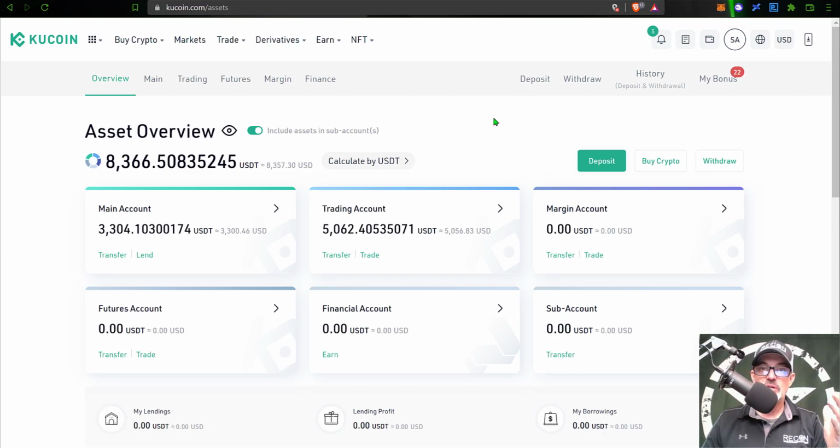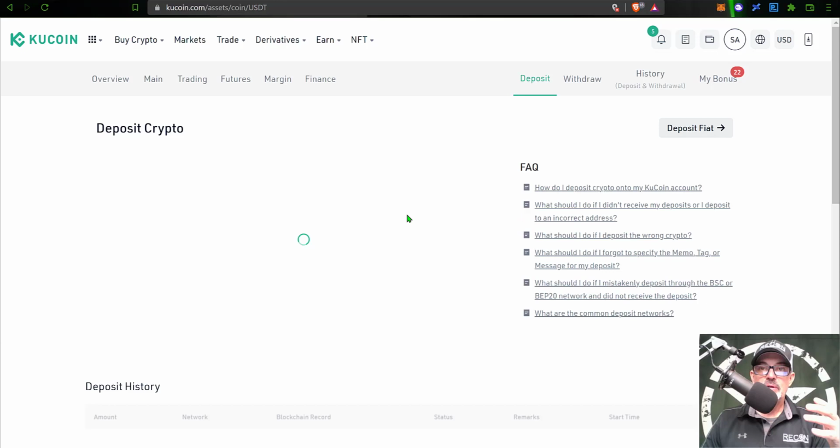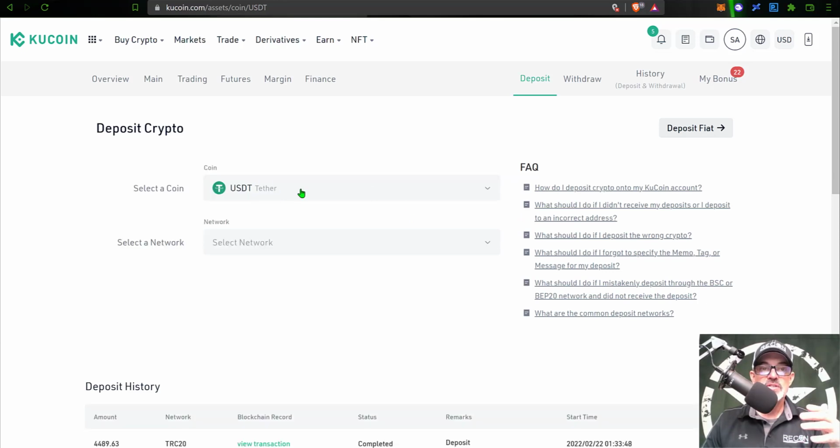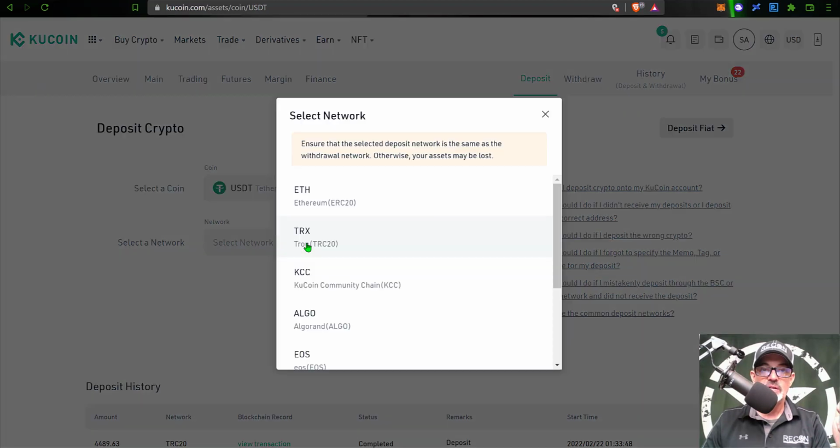Now, if you need to fund your KuCoin account, it's pretty simple. You just click on deposit. And if you click on deposit crypto, you can then select what coin you want to deposit, select the network you want to use. Like if you're going to use USDT, you might want to select a network like the Tron network, would be less expensive than the ETH. But that all depends on the network your wallet will be sending from.